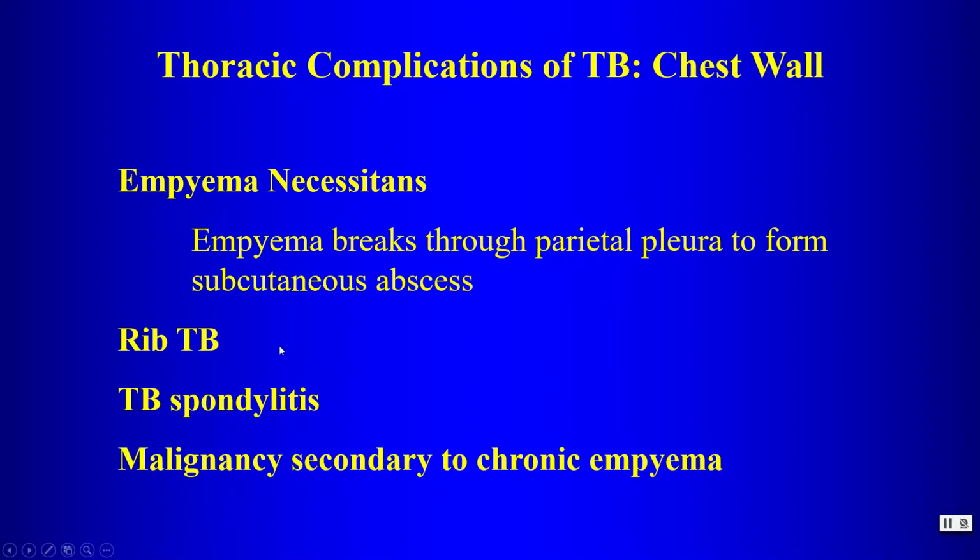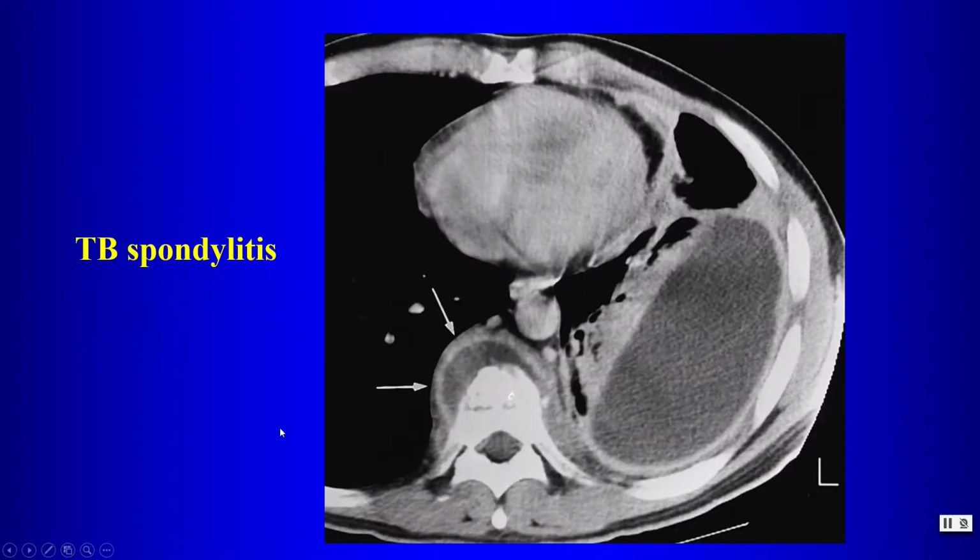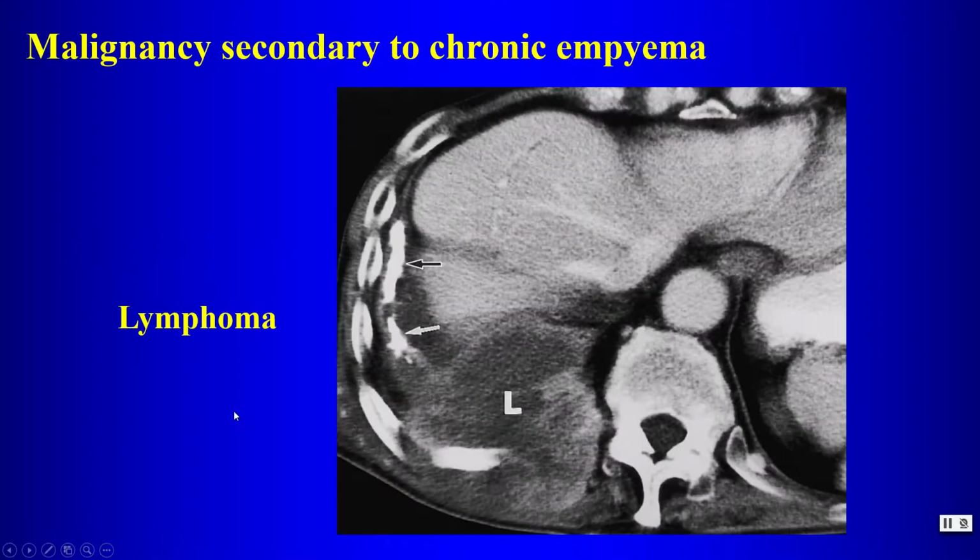And there are some other chest wall complications that we can also see from tuberculosis. So we've talked about empyema necessitans. We've talked about TB spondylitis. Paraspinal abscesses can occur from tuberculosis. Some more unusual complications, so lymphoma, malignancy secondary to the chronic empyema.